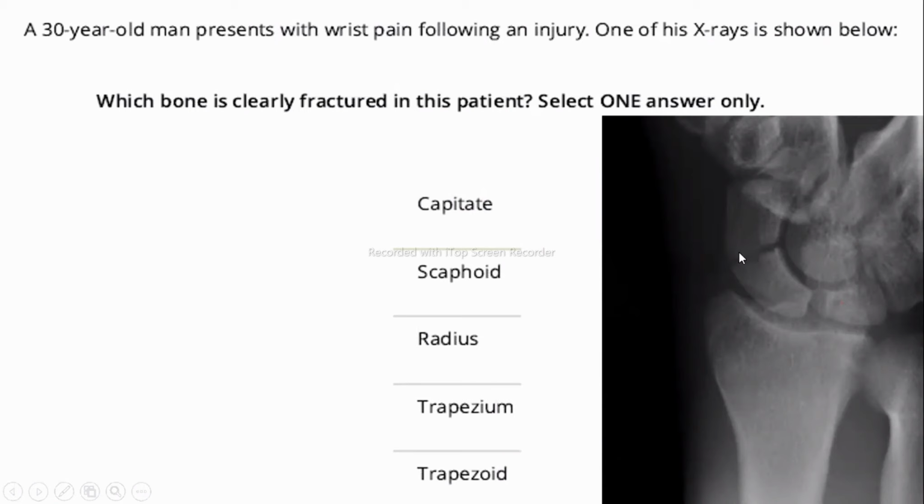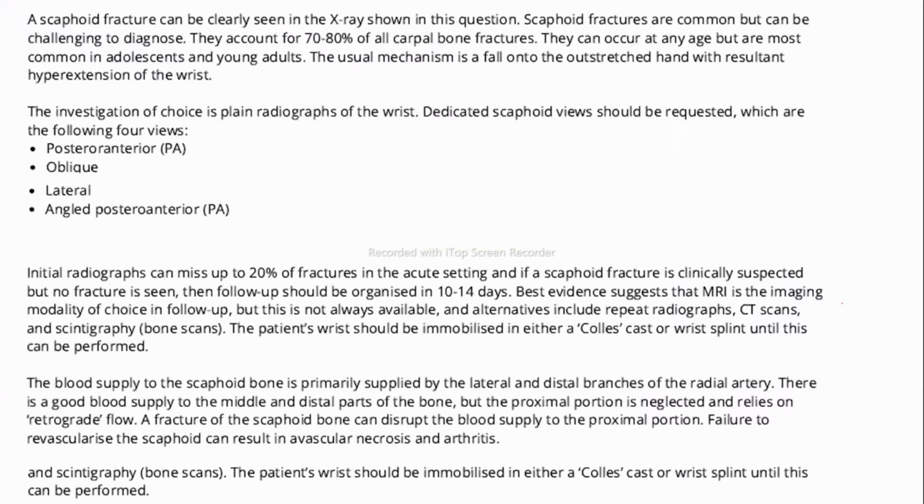So what do you think the fracture is here? Scaphoid. Excellent. Yes, it's very obvious. Regarding the scaphoid, it's very, very important in the exam. Here it can be clearly seen in the X-ray, like in this question. Sometimes it's not clear. What to do if clear? What to do if not clear? If they give you a scenario like that, we will see.